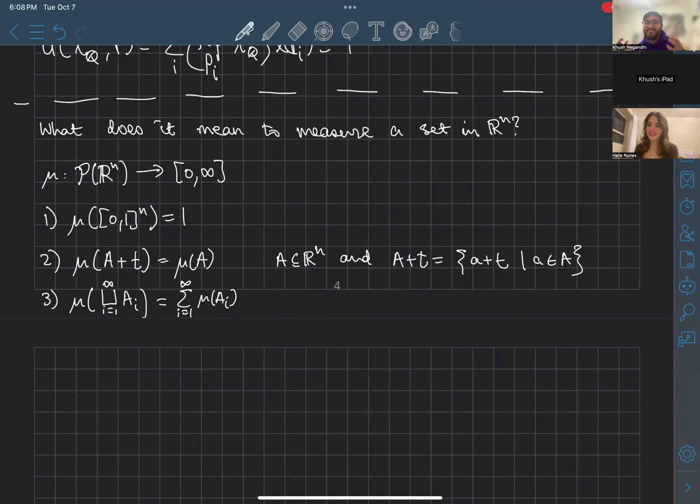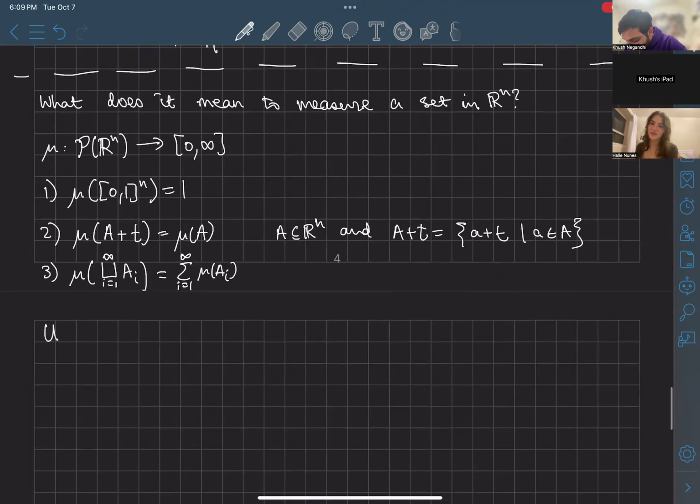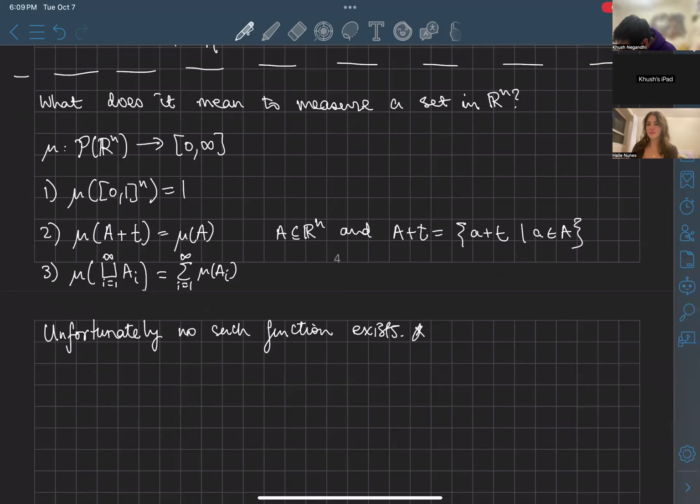We should be able to measure the volume of any set we like. But as it turns out, unfortunately, the answer is no. No such function exists. I'm going to put an asterisk around this.